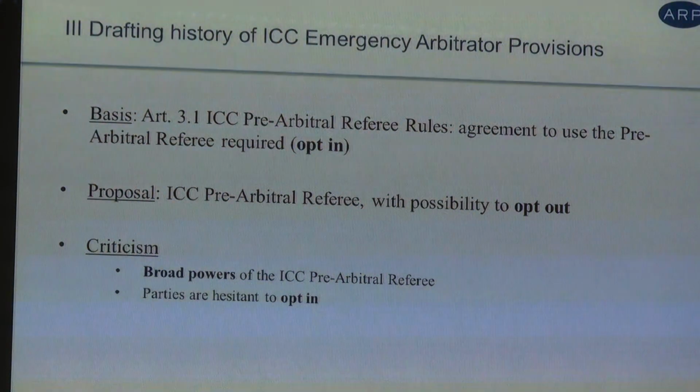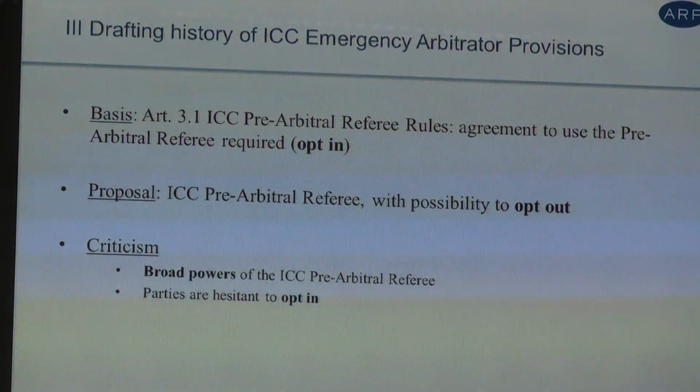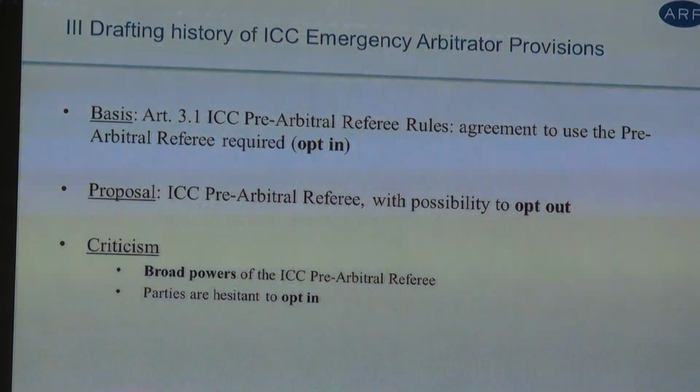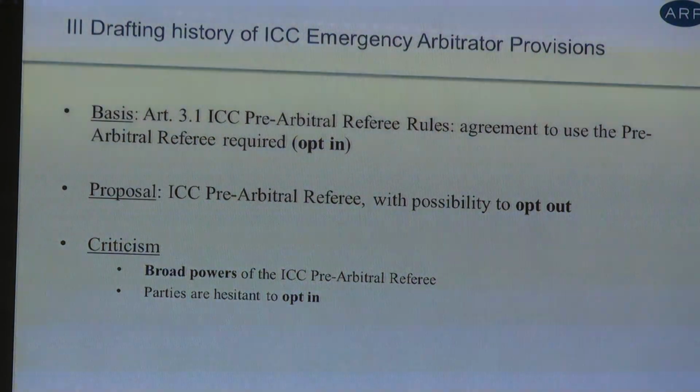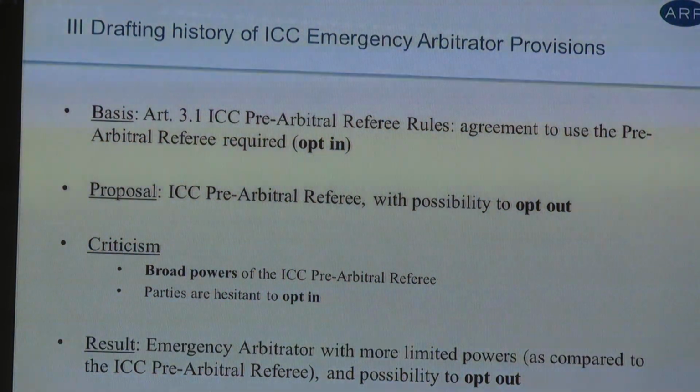He or she can order provisional payment, which under normal rules of interim relief is very often not possible, because there is a certain rule that the interim order should not in a way anticipate the final decision. But the ICC pre-arbitral referee can do this. And this was the criticism. And the outcome was, as always, a compromise.